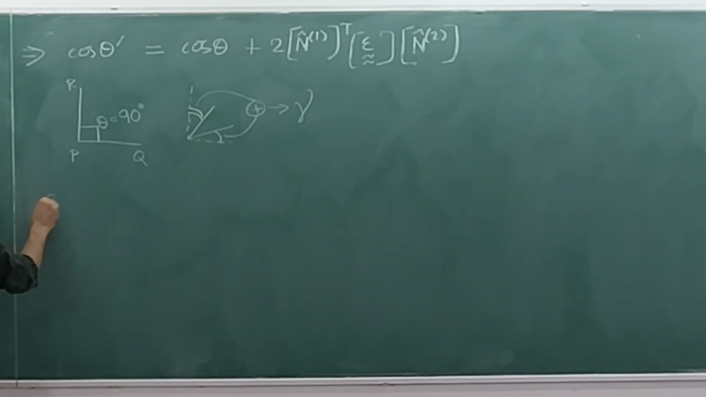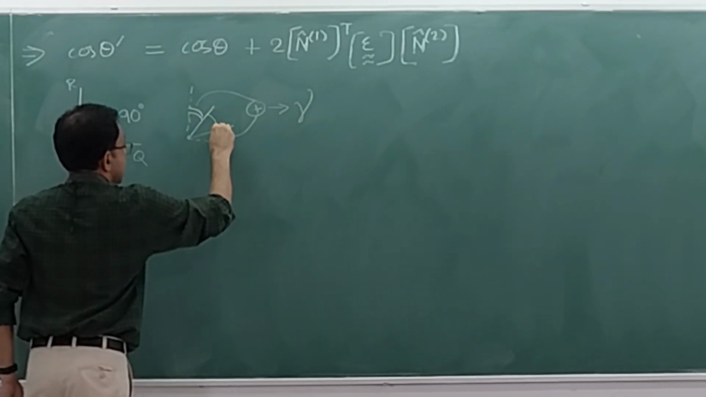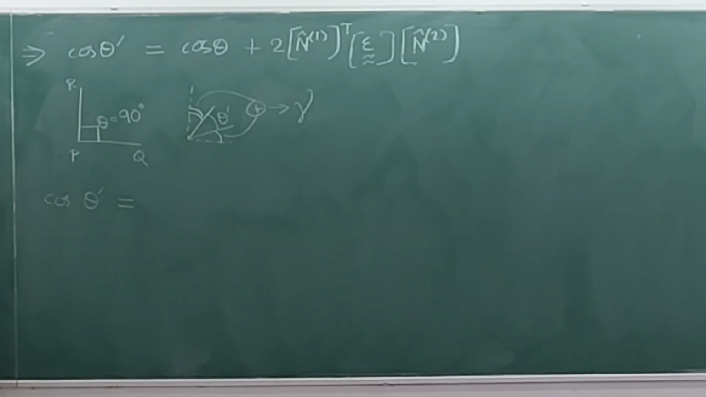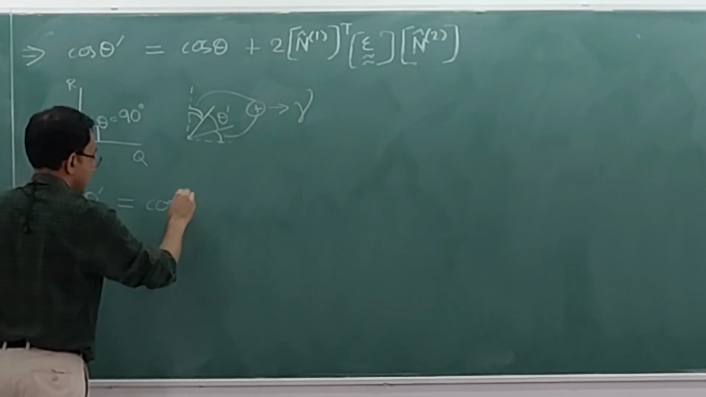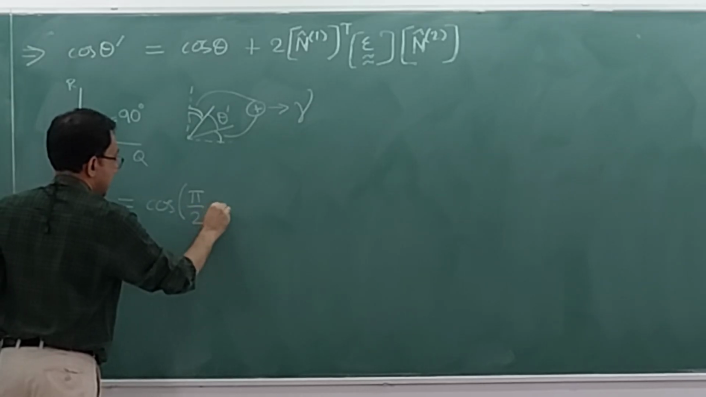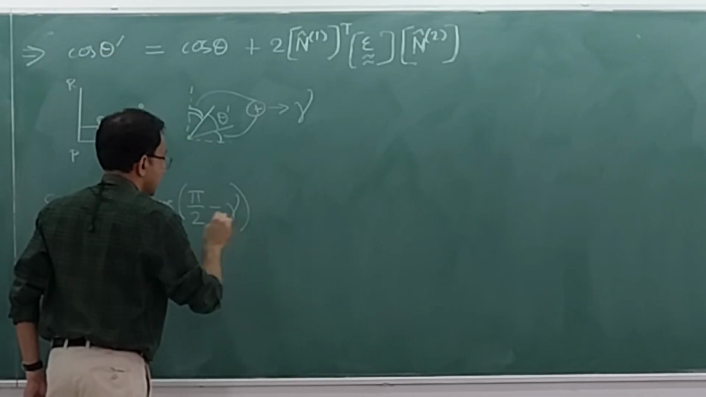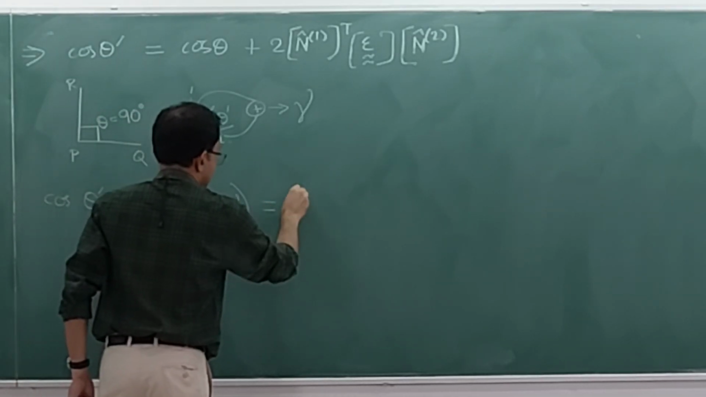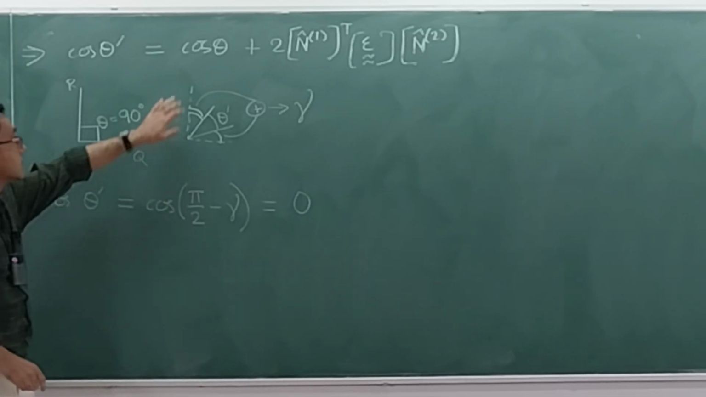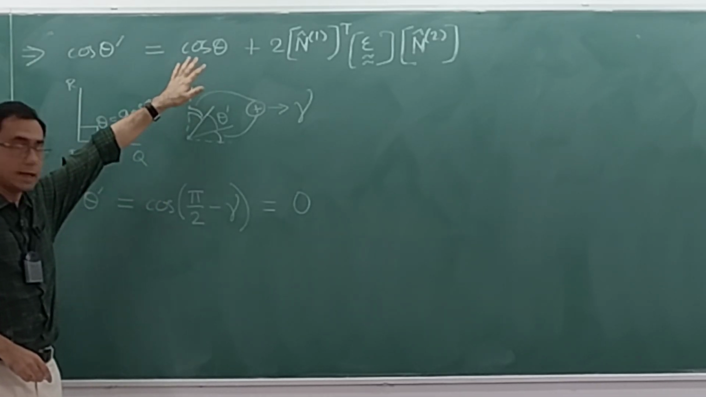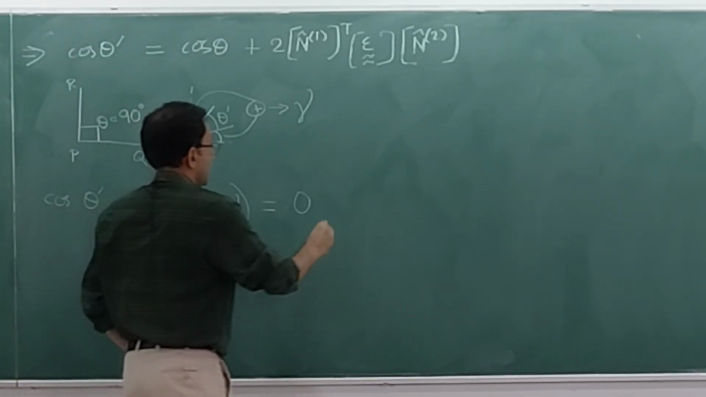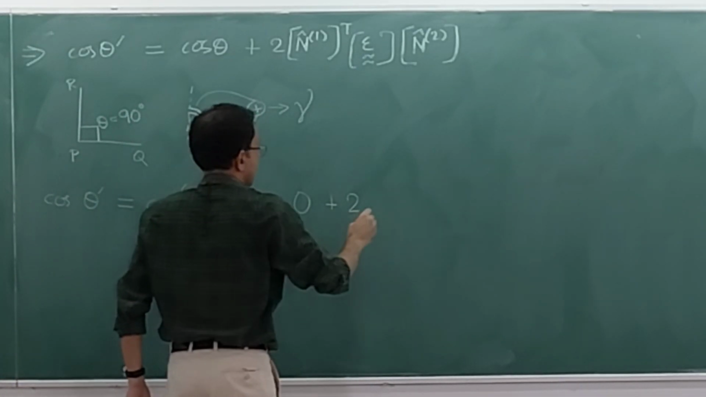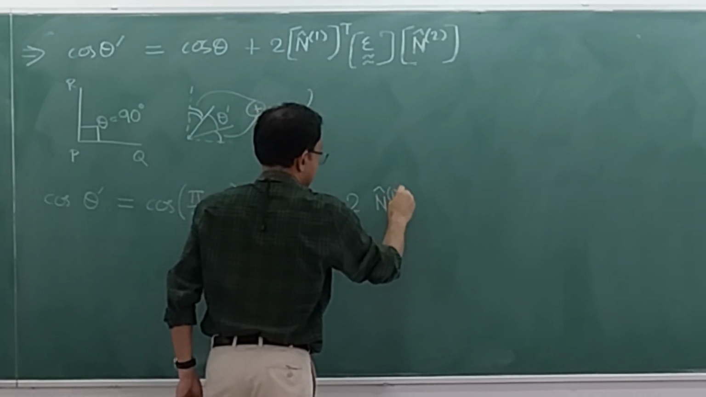So this theta dash, what is the theta dash? This is the theta dash. And what is the theta dash? This is cos of pi by 2 minus gamma. Very good. And on the right hand side we have a 0. What is this 0? This is the cos theta, where theta is 90 degrees, that is why it is 0. Plus whatever we have here. Nothing to change there.